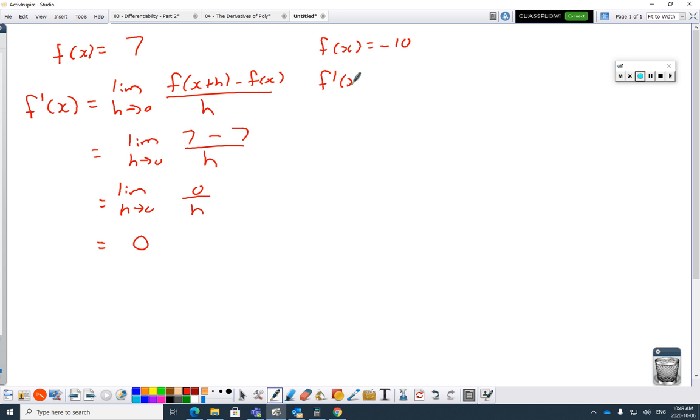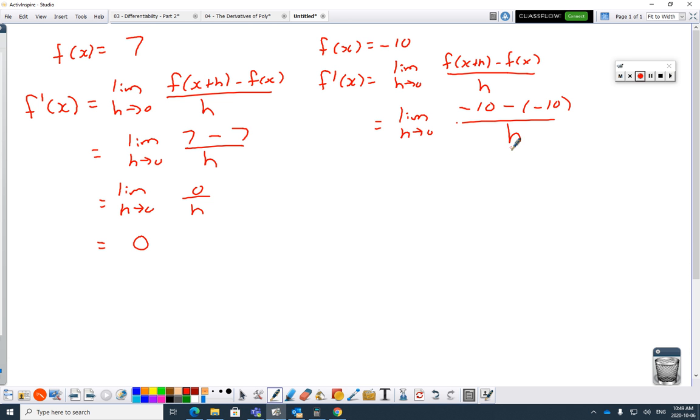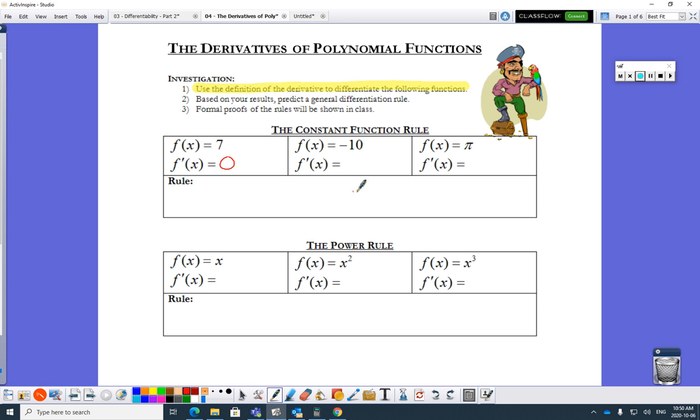Here's the definition of the derivative. Limit as h approaches 0 of f at x plus h minus f at x over h equals limit as h approaches 0. Sub in x plus h into the function: negative 10. Sub in x to the function. It's always negative 10. And negative 10 subtract negative 10 is 0. I get 0 as the derivative of negative 10. Hopefully you're not that surprised by that. Derivative of negative 10, 0.